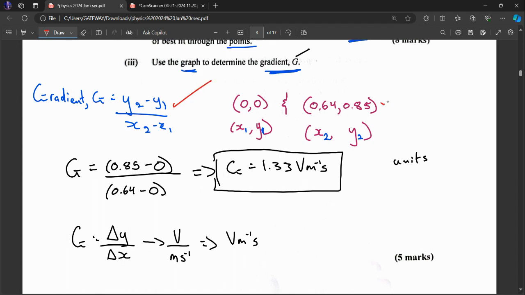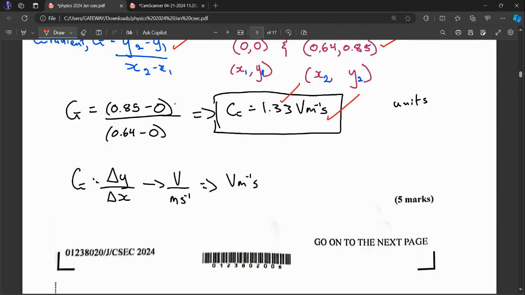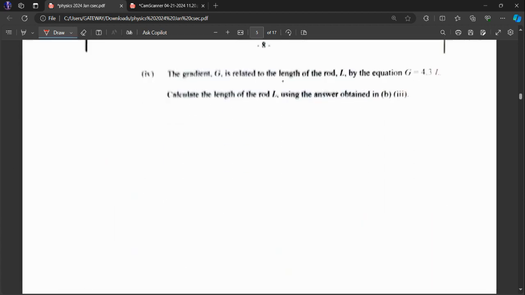So what you will get marks for is stating your gradient formula, reading off your 2 points, substituting, and your final answer with the units. Those are the things you would get marks for. So yeah, substitution. Right? Let's see.